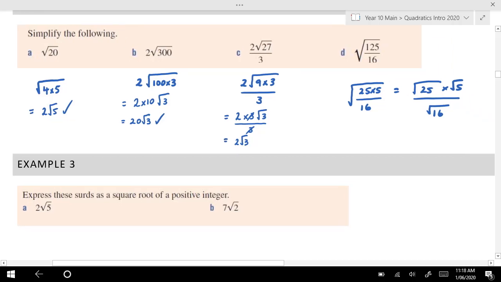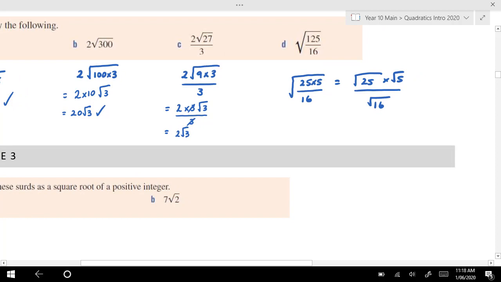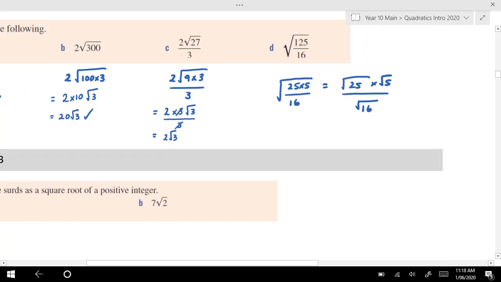Okay, and finally, over here, when we've got the fractions, the same thing, if you've got a fraction of square root, then we could break this up like so. We could break it up as the square root of 25 times the square root of 5 on the top, and the square root of 16 down the bottom. Now, on the left-hand side, the square root of 25 is just 5. So that's going to be 5 root 5, and the square root of 16 is just 4. So we can just leave it like that, 5 root 5 over 4.